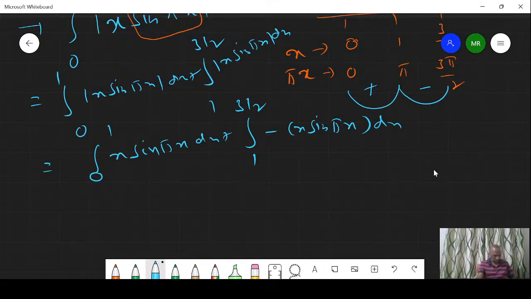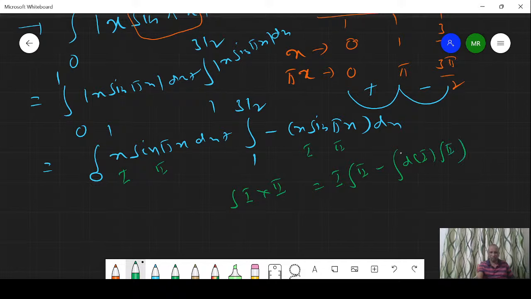But we know that for the first function and second function, we use ILATE, inverse, logarithm, algebra, trigonometry. So I can consider x as the first function and sin πx as the second function. Here also, first function, second function. So we know the integration by parts: the integral of first function into second function is first into the integral of second, minus the integral of the derivative of first into the integral of second. Just remember this concept.